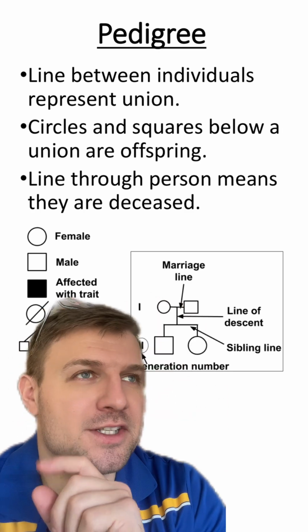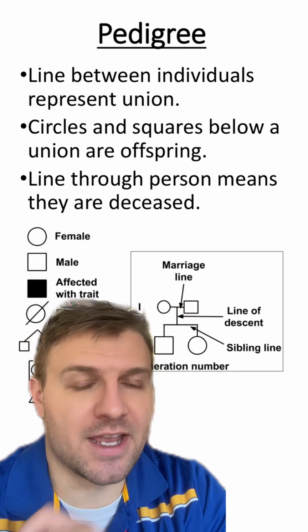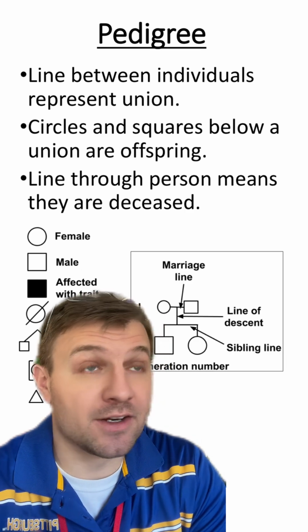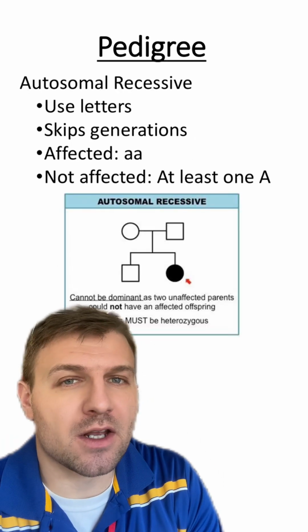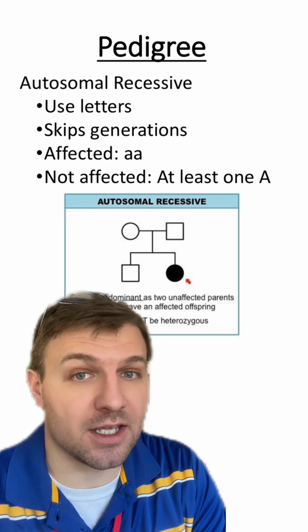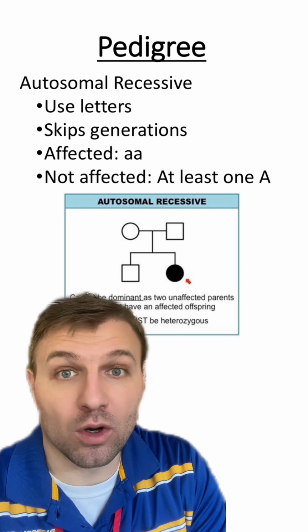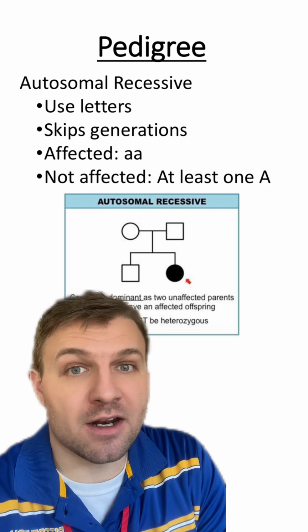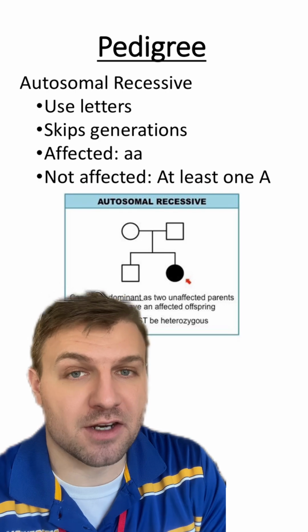Now, these pedigrees can show a couple of different types of inheritance patterns. Let's take a look at the different types of inheritance you might find on these pedigrees. First is going to be an autosomal recessive trait, where individuals that have a trait and that are shaded in are aa, or homozygous recessive. In these types of inheritance patterns, we use letters like big A or little a to represent the different alleles.